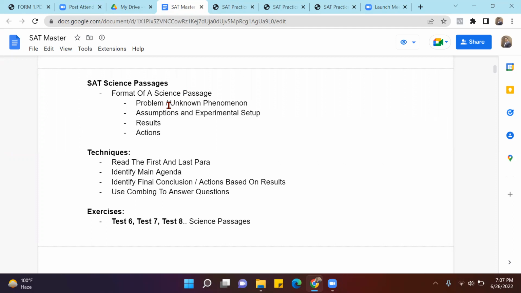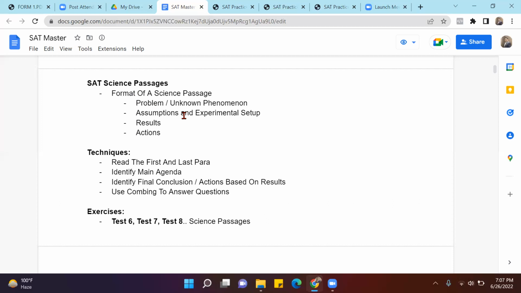The first paragraph talks about the premise or the problem. So I'll start with the premise here. The first paragraph gives you the premise of the passage, or it can define the problem. The second paragraph would be further discussion about the problem itself. So premise, then there is a problem. Then there are certain assumptions and experimental setup.